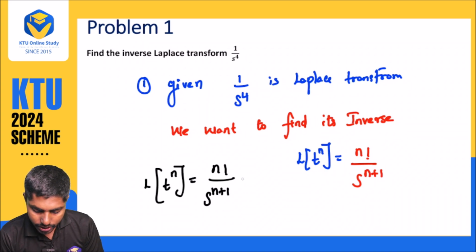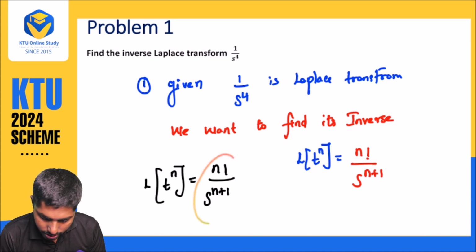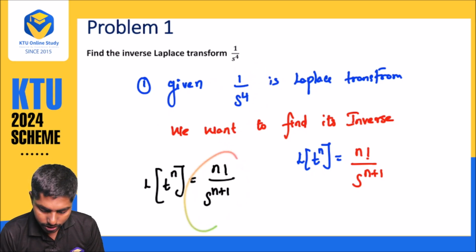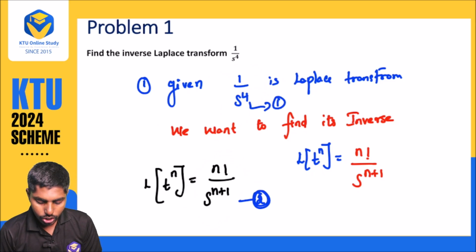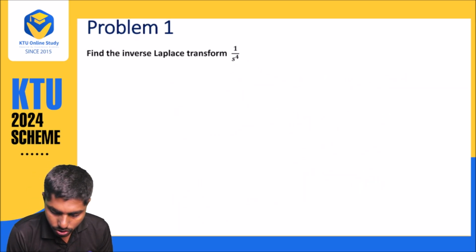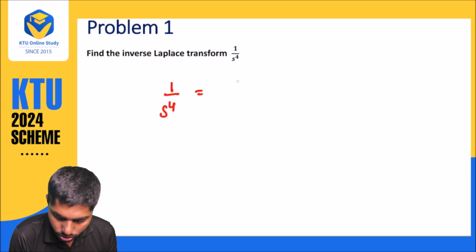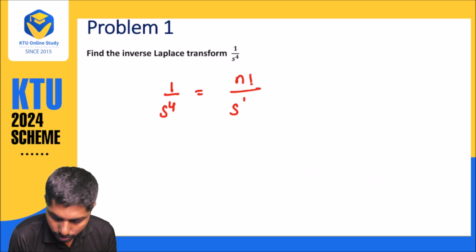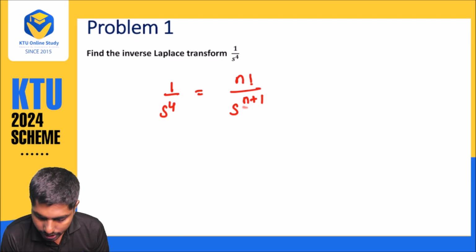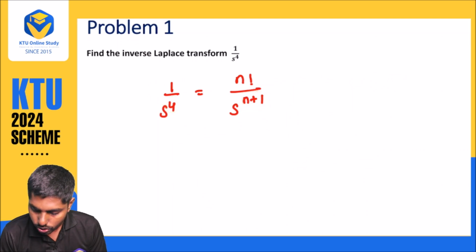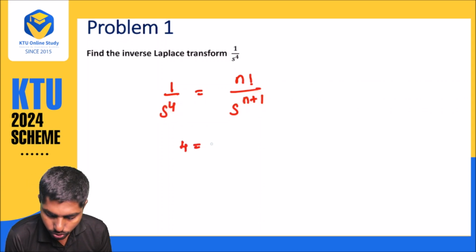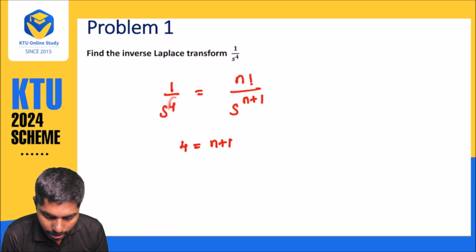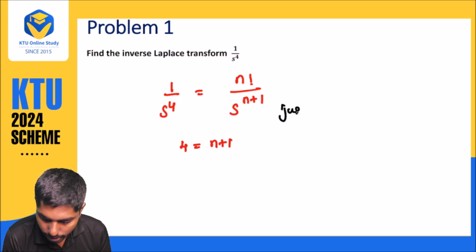Now we are comparing the given thing and this formula. Let this be equation 1 and this be equation 2. So what will happen? 1 divided by x power 4 is equal to n factorial divided by x power n plus 1. See, just compare: here n plus 1, here 4 is there. So taking this, 4 is equal to n plus 1. How am I taking it? I am just comparing the power.